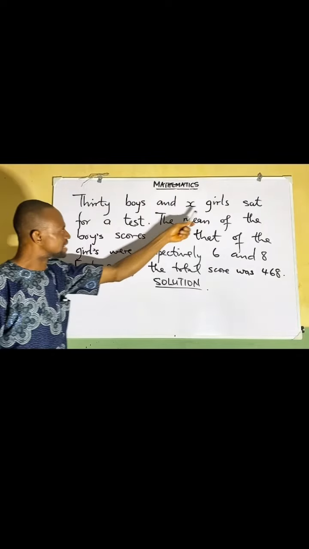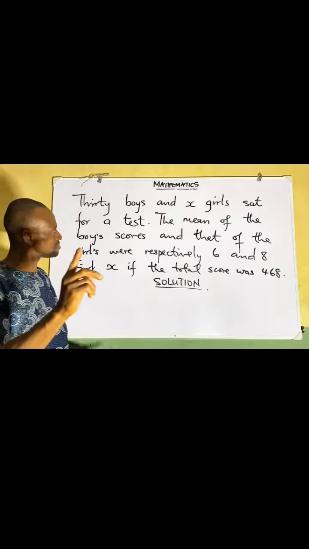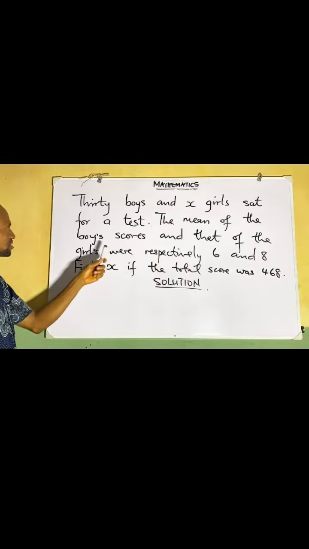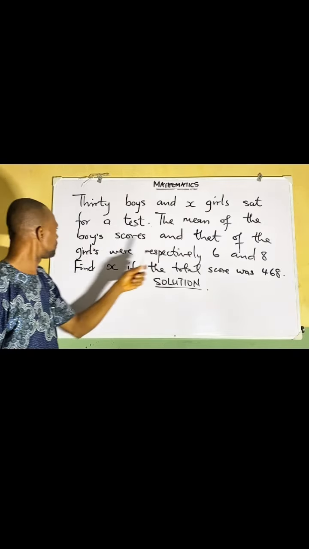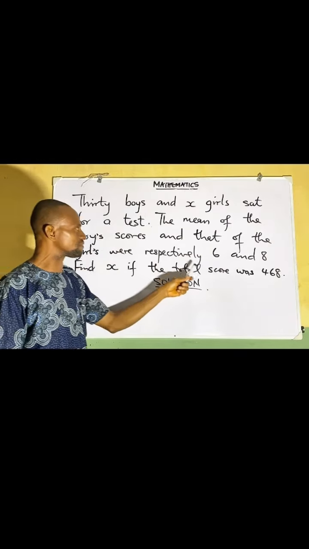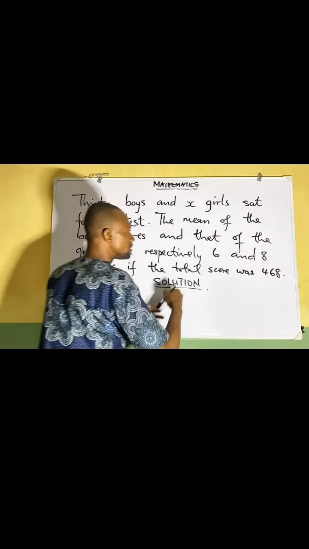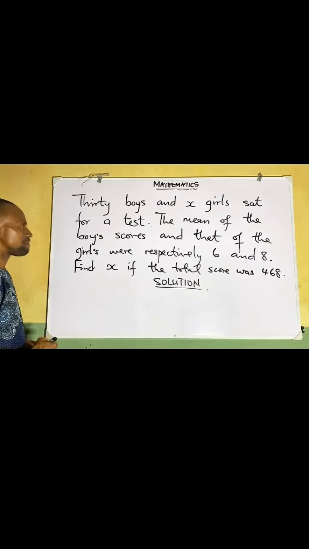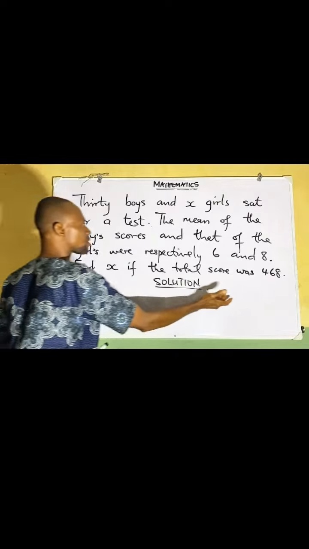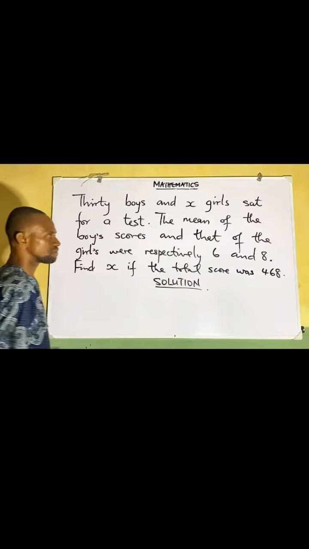30 boys and x girls sat for our test. The mean of the boys' scores and that of the girls were respectively 6 and 8. Find x if the total score was 468.